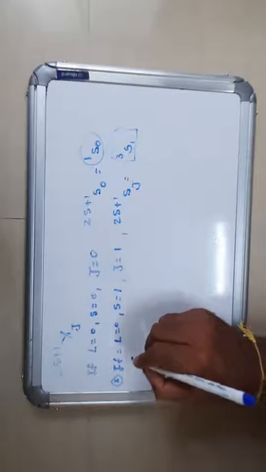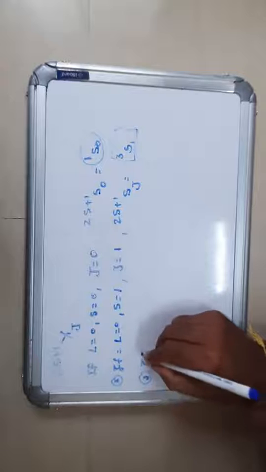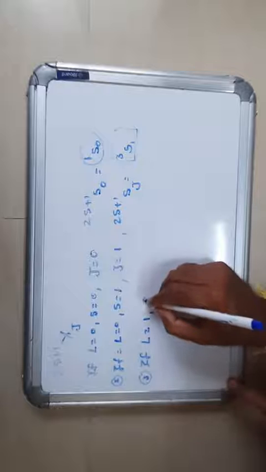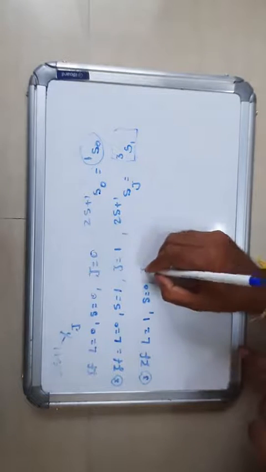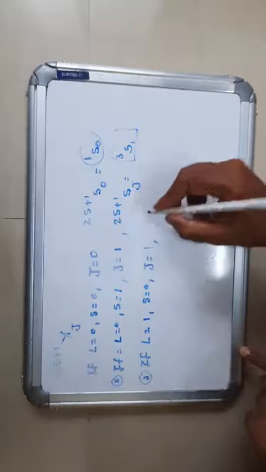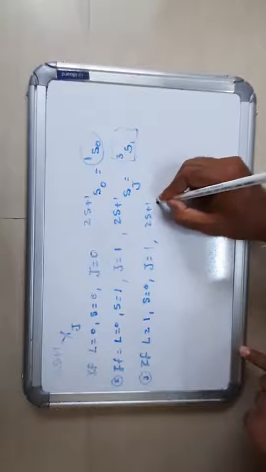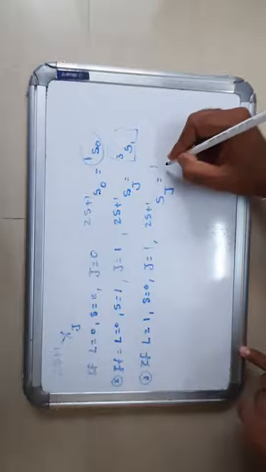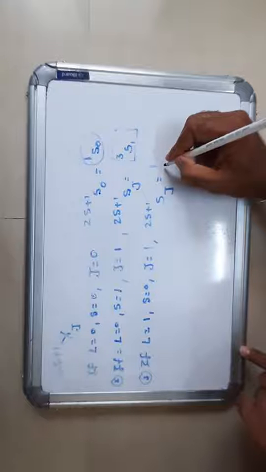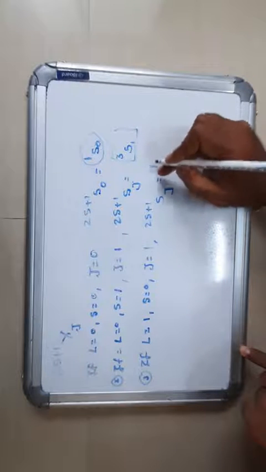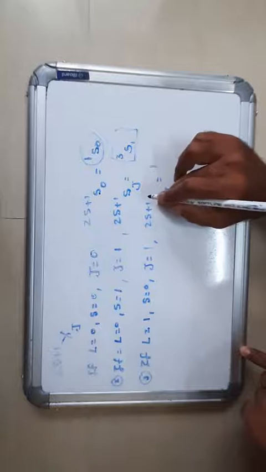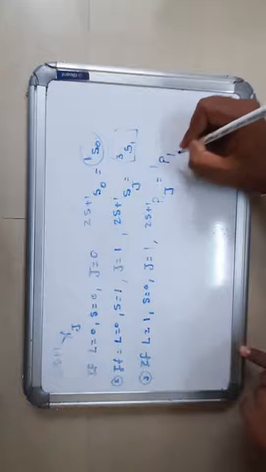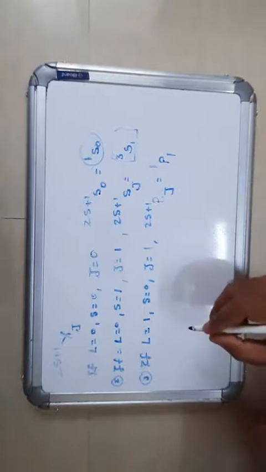Another example we discuss: if L is equal to 1 and S is equal to 0, then J is equal to 1, and the spectroscopic term is 2S plus 1 with J equal to 1. L equal to 1 means P, and here J is 1, so 1P1.